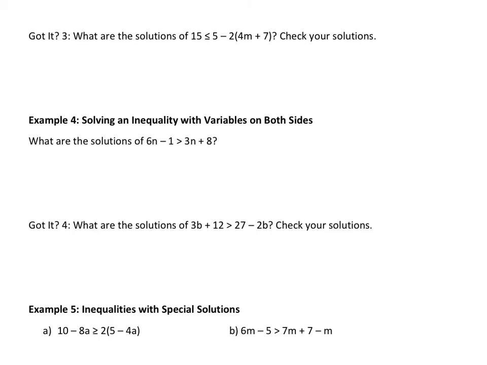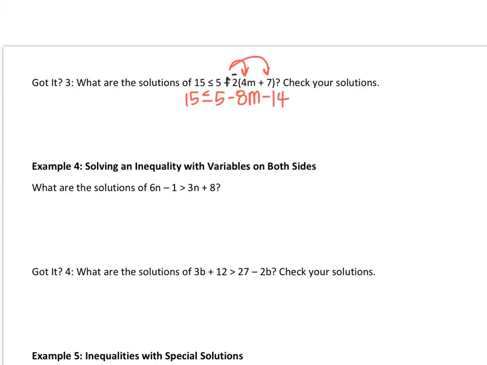Pause the video, and I'll give you the answer in just a second. But before you do it, make sure you do plus a negative 2 right there. Okay, when we distribute the negative 2, we get 5 minus 8m minus 14.